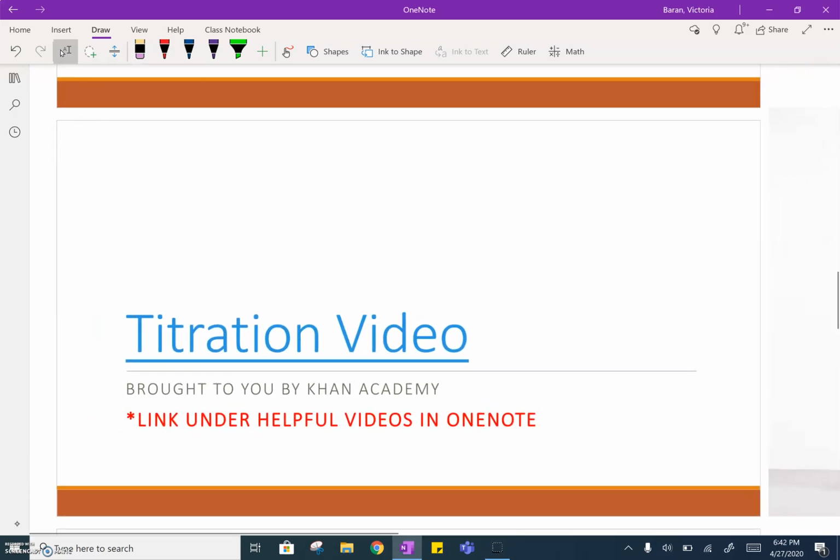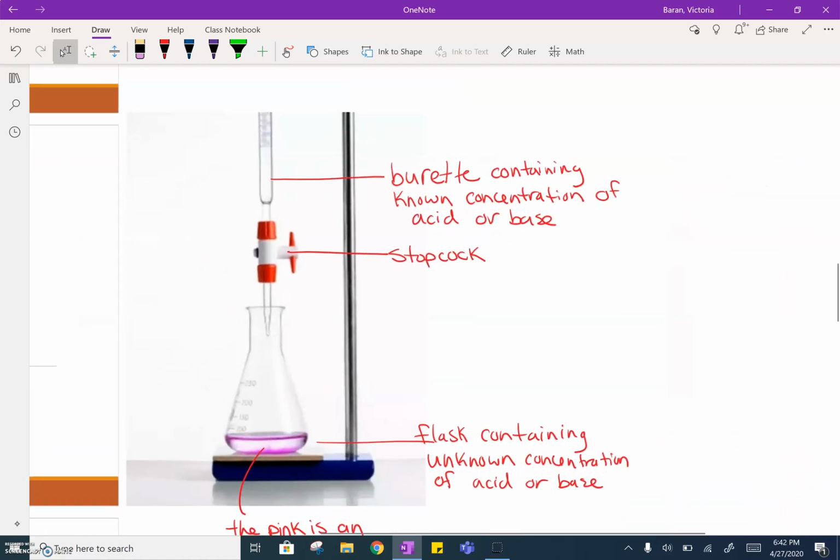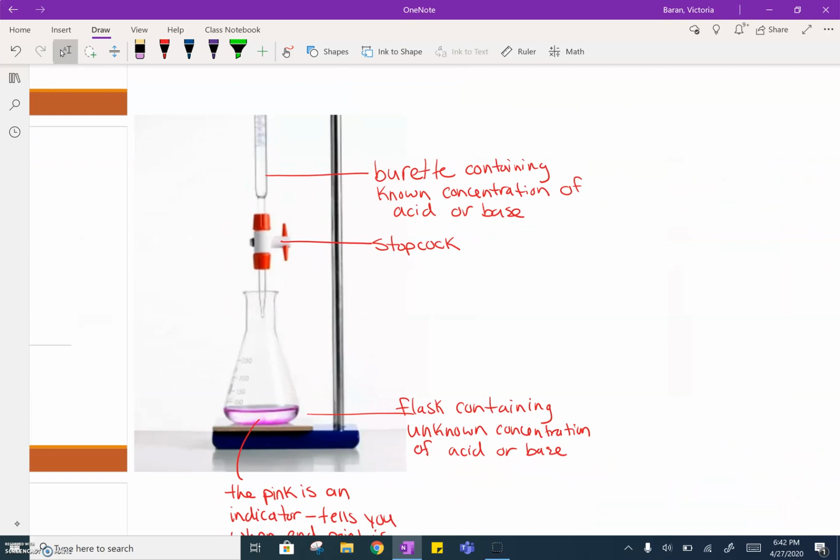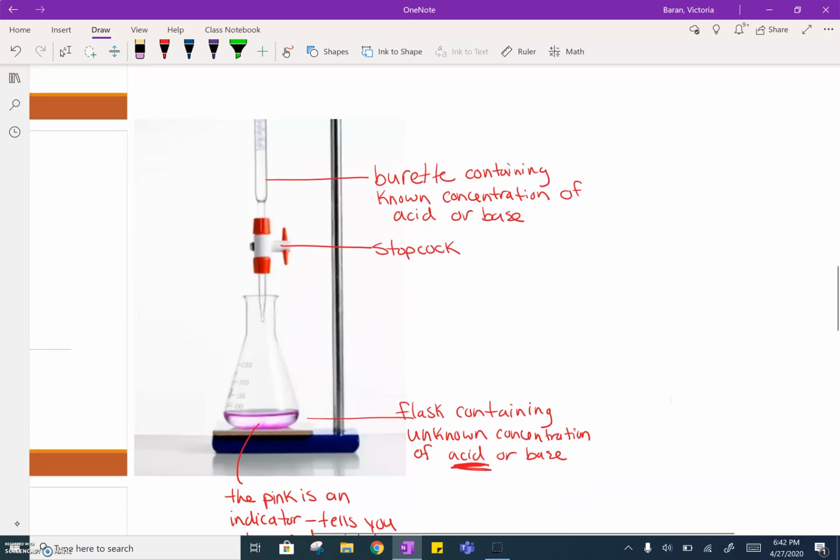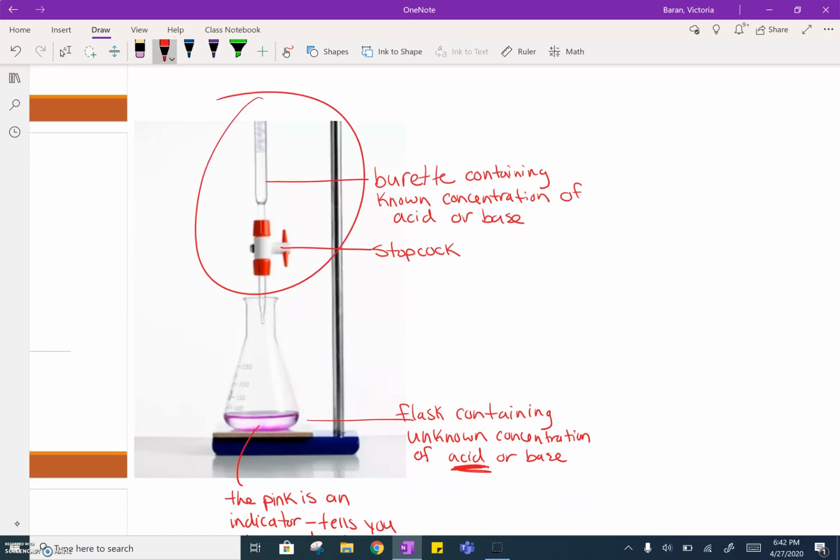So again, you're going to watch this video for homework and answer some questions, and they'll go over more in detail what a titration actually looks like. But here's kind of an overview to at least get you guys started. So in this flask here, you have your unknown concentration. In this example, since it is pink for that phenolphthalein, which is the indicator, this would be an unknown concentration of acid. And then this, what we call a burette, contains the known concentration, in this case, of base.